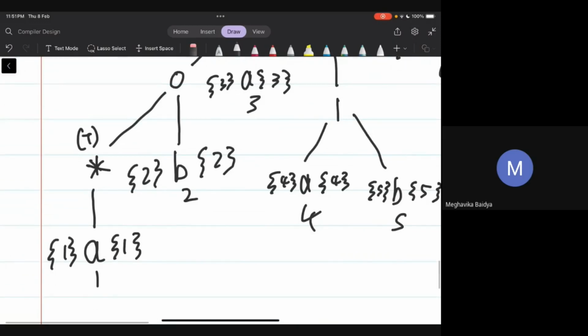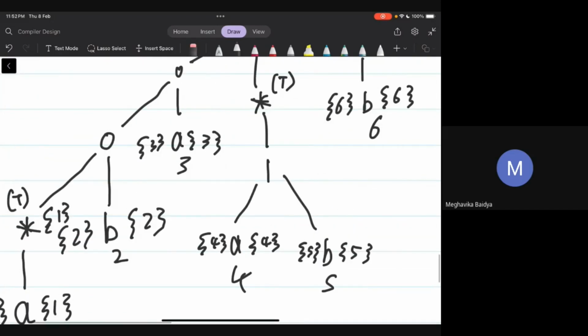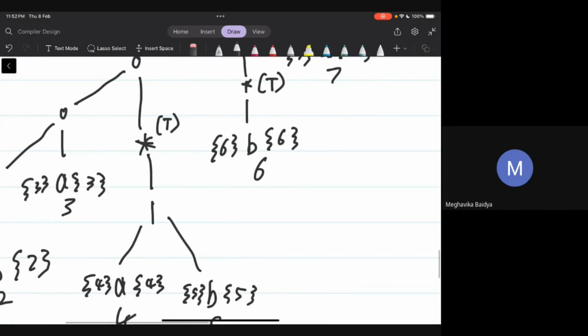For example, this star. For star, the firstpos and lastpos are always what is below it. Below star, it's A, which is 1 and 1, so star will take the same thing, 1 and 1. For this concatenation, we'll come later. Let's finish the other part first. We have some more stars. For this star, it's again the same.